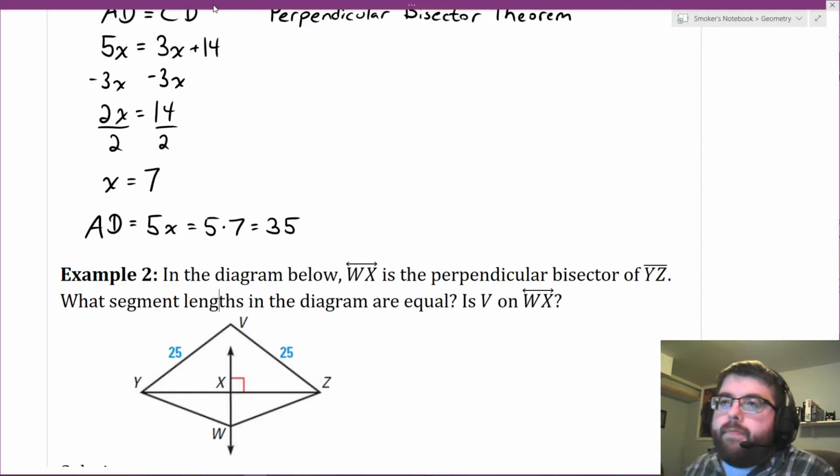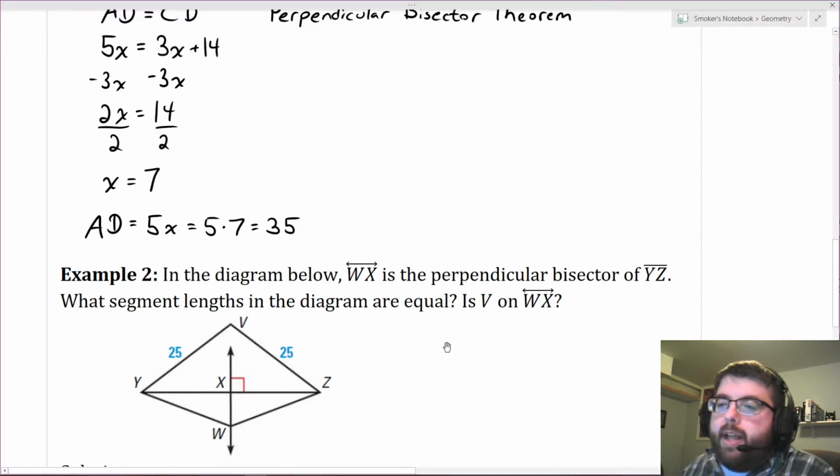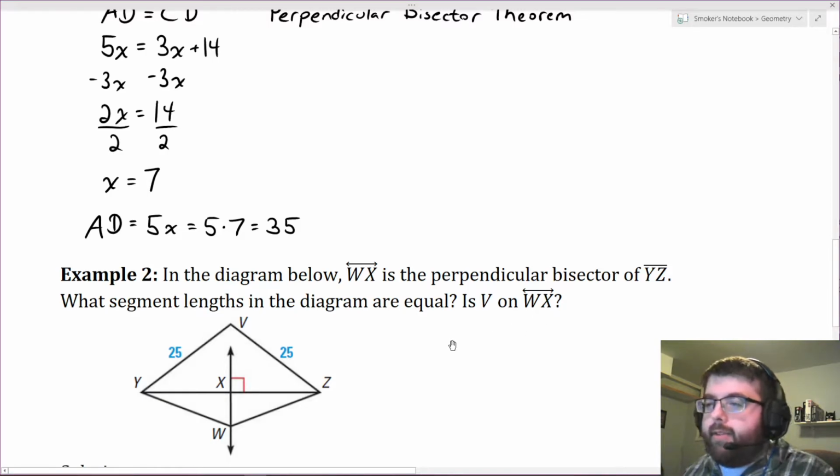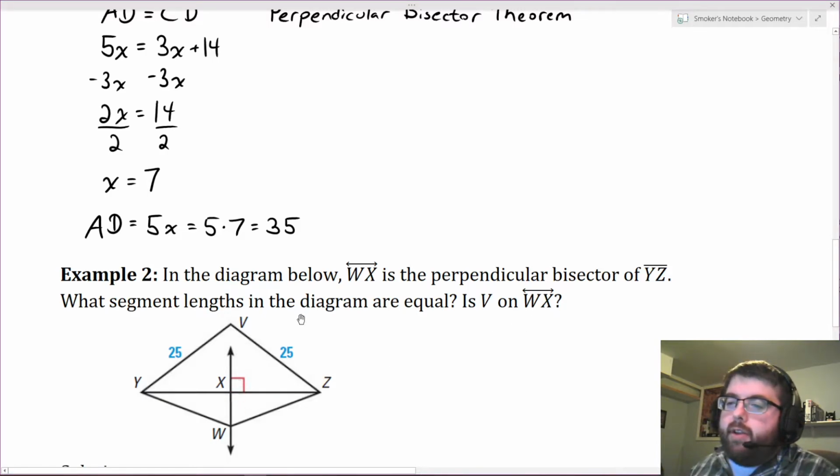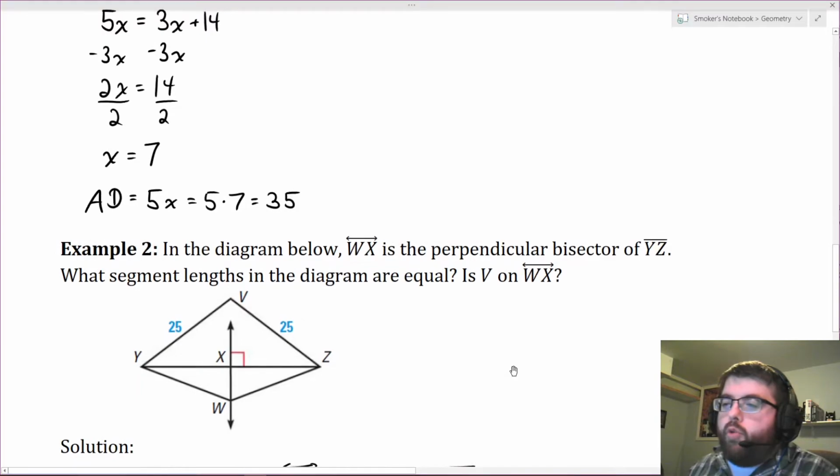The question goes on: what segment lengths in the diagram are equal, and is V on WX, the line WX? This line here, is V going to be on that? Just a couple of questions that it wants us to answer.